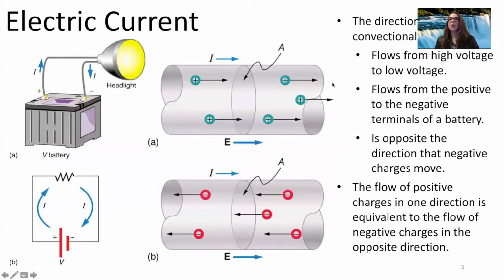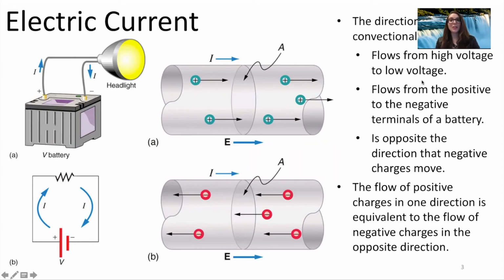Okay, so if you watch the Crash Course video about current, you will know a few of these things that I'm already talking about here. But we choose a particular direction for what we call the conventional current. This flow of charge flows from high voltage to low voltage.